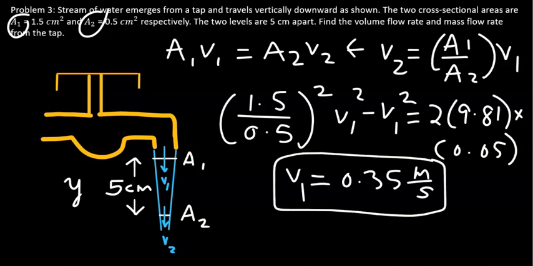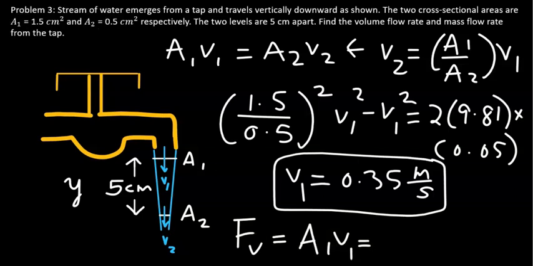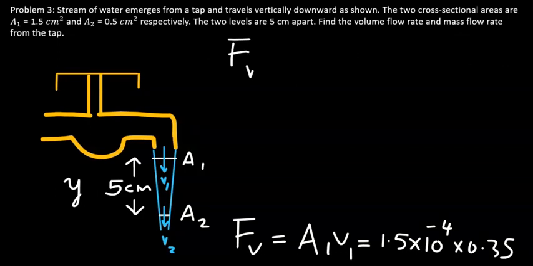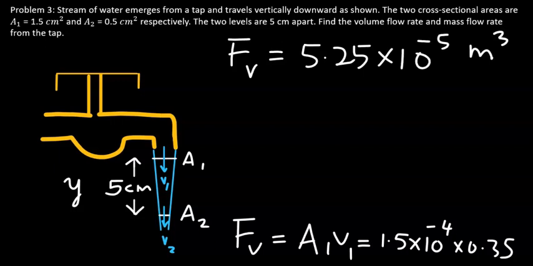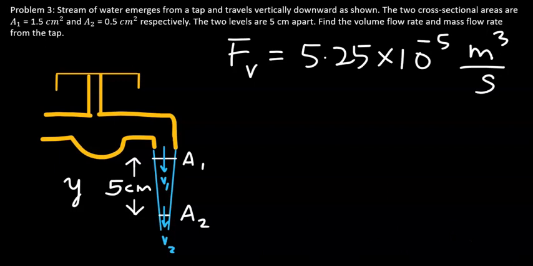Now using this, we can calculate the volume flow rate. The volume flow rate, let's call it F sub v, equals A1 V1. A1 is 1.5 cm squared. Now here you need to convert cm squared to meters squared by multiplying by 10 to the power minus 4. And V1 is 0.35, which will give you the volume flow rate as 5.25 times 10 to the power minus 5 cubic meter per second. Now we can find the mass flow rate.